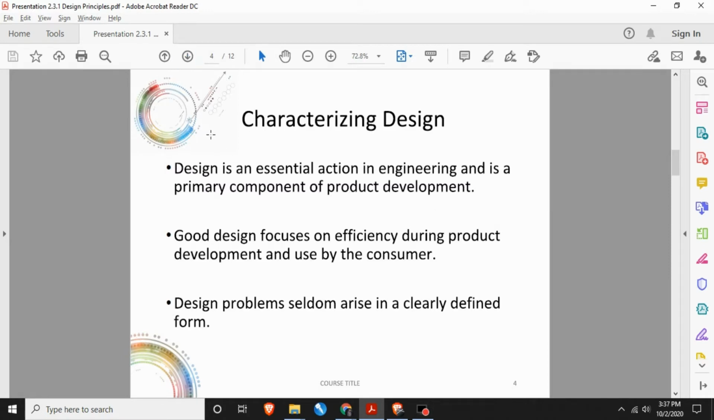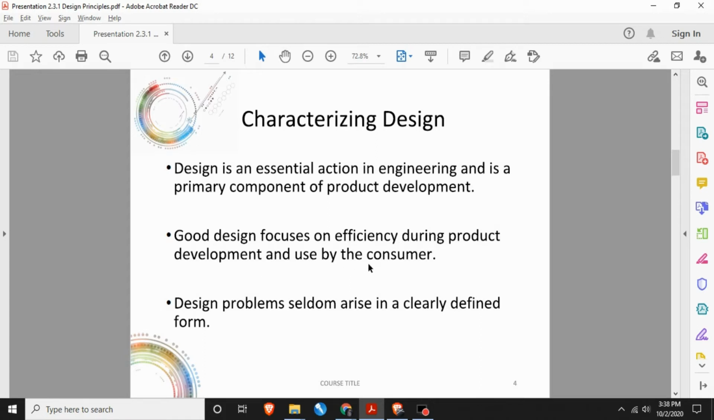So when we're characterizing design, it's an essential action in engineering and is a primary component of product development. This is what everybody wants to do. They want to actually build the thing. When we're talking about design, that's it. This is the part of engineering that everybody loves. Not everybody likes the background work that goes into it. Good design focuses on efficiency during product development and use by the consumer.